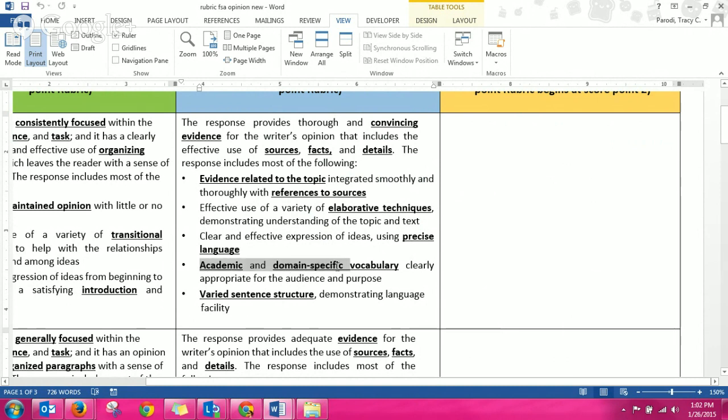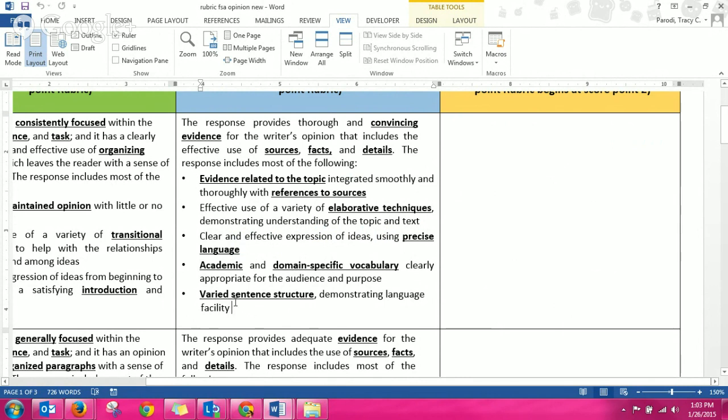Academic and domain-specific vocabulary. Domain-specific just means pertaining to the topic. So if it's talking about modern medicine, well, domain-specific vocabulary would be scalpel. It's vocabulary that has to do with medicine and being a doctor or surgeon. So you are able to use academic, which is bigger words, and domain-specific vocabulary appropriate for the audience and the purpose. Last, it says varied sentence structure demonstrating language facility.